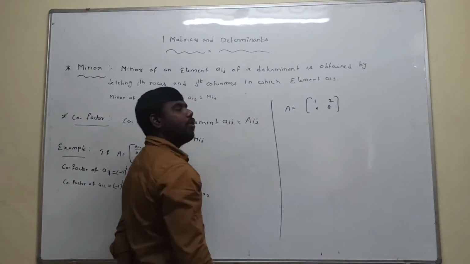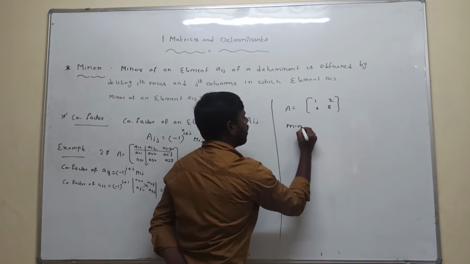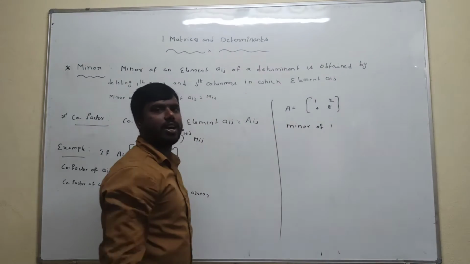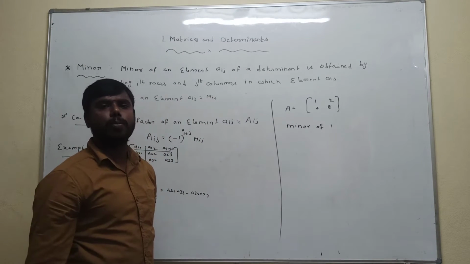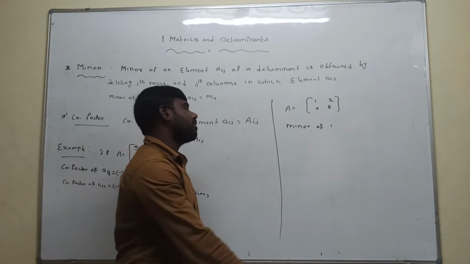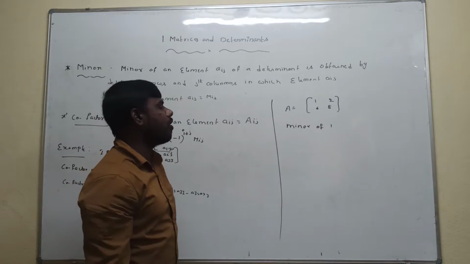So find every element's minor, meaning minor of 1. So 1 is nothing but the first row, first column, which is written as A11. That's why you are taking A in place of A11. What is the element there? 1 is there. That's why you are taking minor of 1.